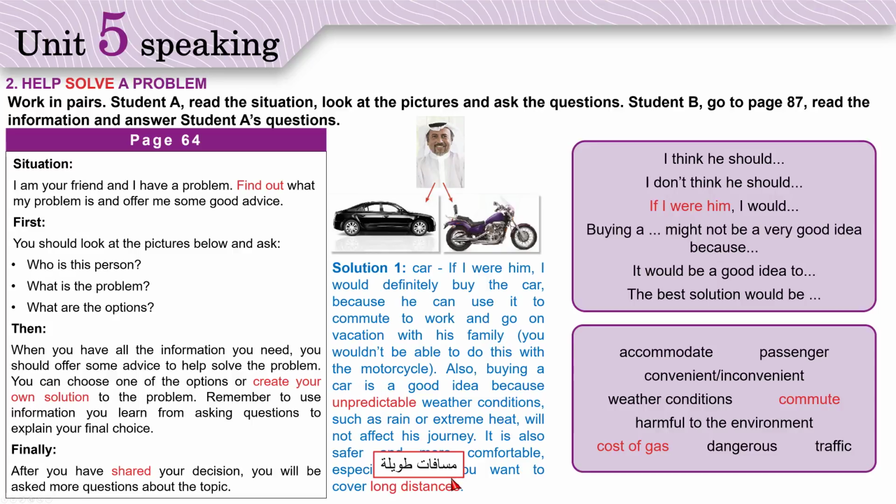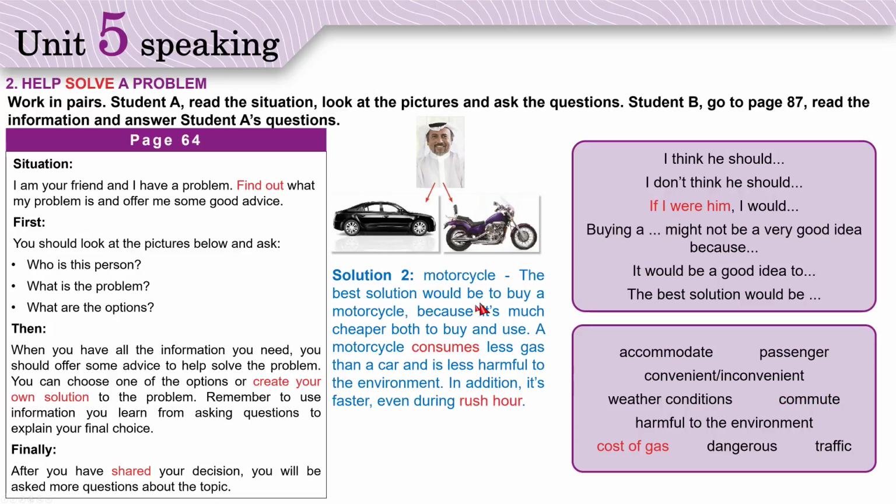If you choose the motorcycle, you could say, the best solution would be to buy a motorcycle because it's much cheaper, both to buy and use. They don't consume a lot of gas. A motorcycle consumes, burns, uses less gas than a car and is less harmful to the environment. It is less harmful because it uses less gas. Also, it's faster even during rush hour. Rush hour is early in the morning when everybody's going to work or school, or even in the afternoon when everybody is going home and the traffic is very heavy on the roads.